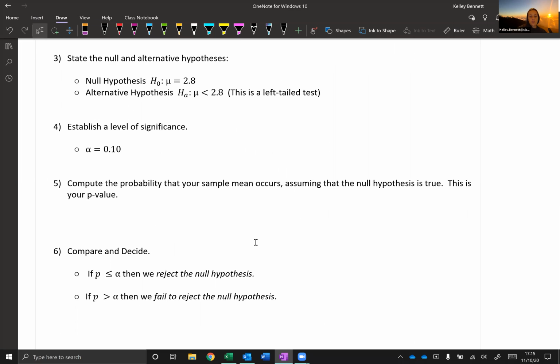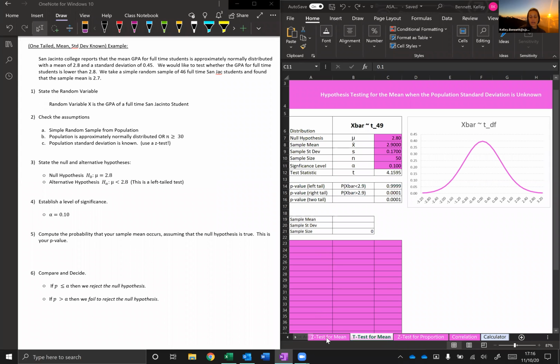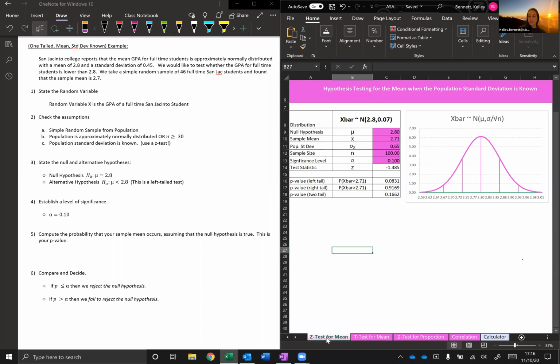So now we're going to compute the probability that our sample mean occurs, assuming that the null hypothesis is true, and then we're going to get our p-value. We want to make sure that we are in the tab for the z-test, because remember, we're using the z-test because the standard deviation for the population is known. And if you ever get tripped up on this, just look at the top of your Excel sheet. It says hypothesis testing for the mean when the population standard deviation is known. These types of descriptions also occur at the top of all of your Excel sheets, so remember that come final exam time.